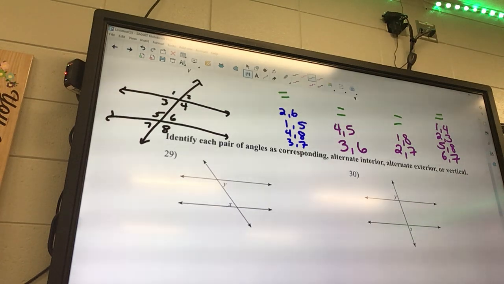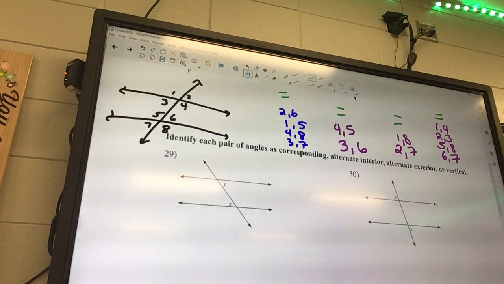Okay, so if we look at 29, what kind of angles are those? All interior. So they're going to be an AI.